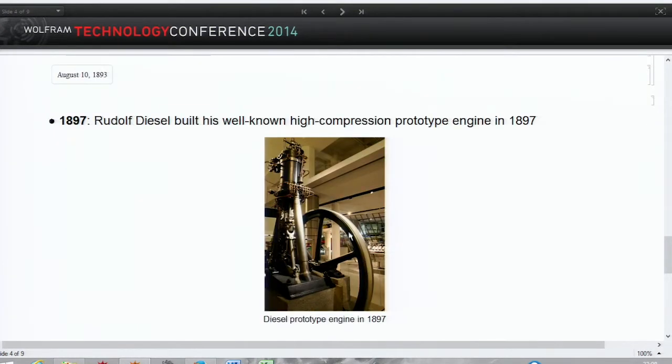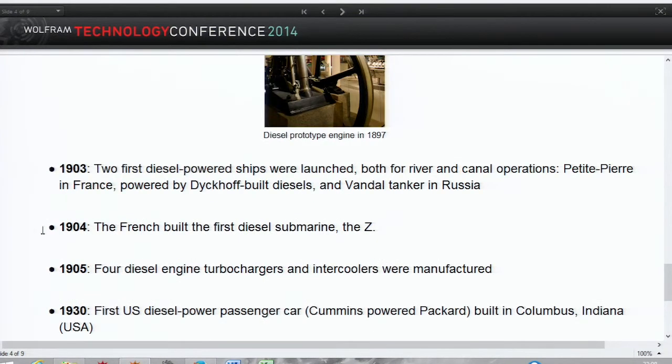There is a picture of Rudolf Diesel's high compression prototype engine in 1897. Later, this engine was applied not only in laboratories, but in practice. For example, you can see that it was used for river and canal operations, for example in Russia or in France. Later, in 1904, the French built the first diesel submarine, called the Z.